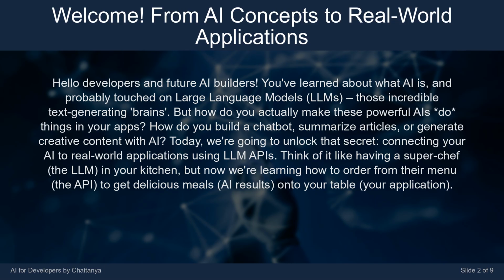But how do you actually make these powerful AIs do things in your apps? How do you build a chatbot, summarize articles, or generate creative content with AI? Today, we're going to unlock that secret: connecting your AI to real-world applications using LLM APIs. Think of it like having a super chef, the LLM, in your kitchen, but now we're learning how to order from their menu, the API, to get delicious meals, AI results, onto your table, your application.